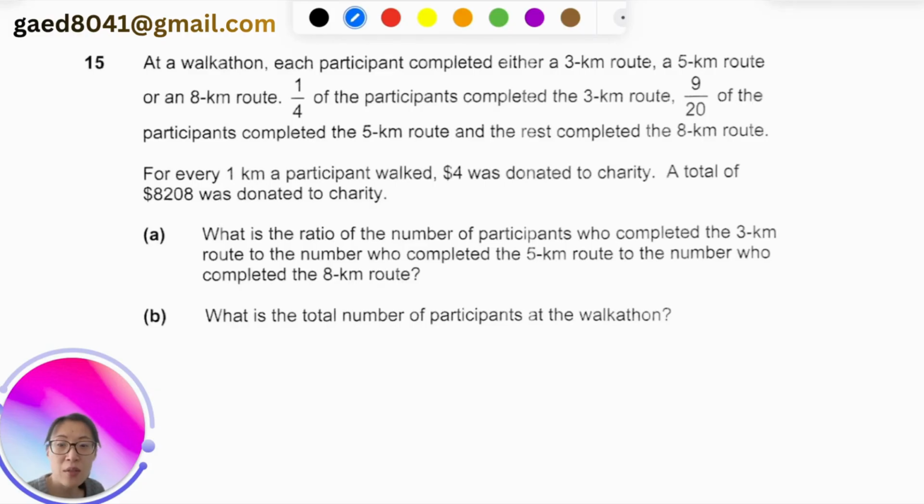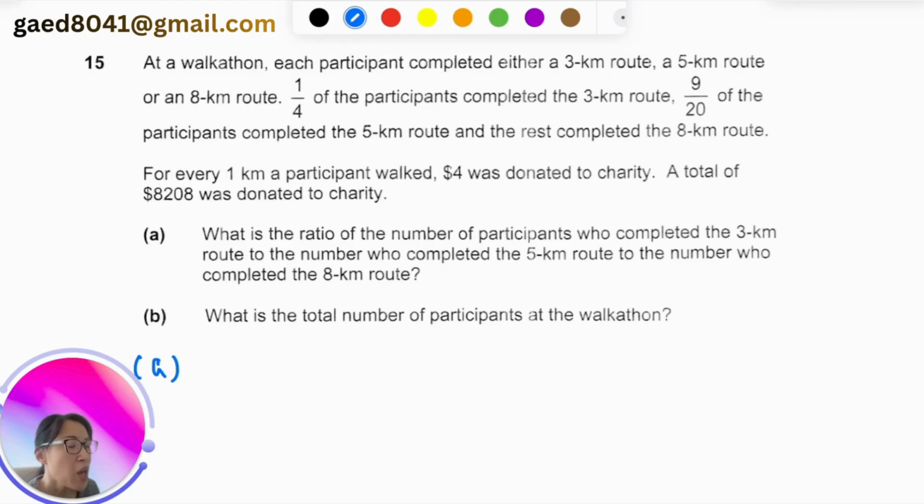A. What is the ratio of the number of participants who completed the 3-kilometer route to the number who completed the 5-kilometer route to the number who completed the 8-kilometer route? And B. What is the total number of participants at the walkathon? Okay, now let's work on A first.